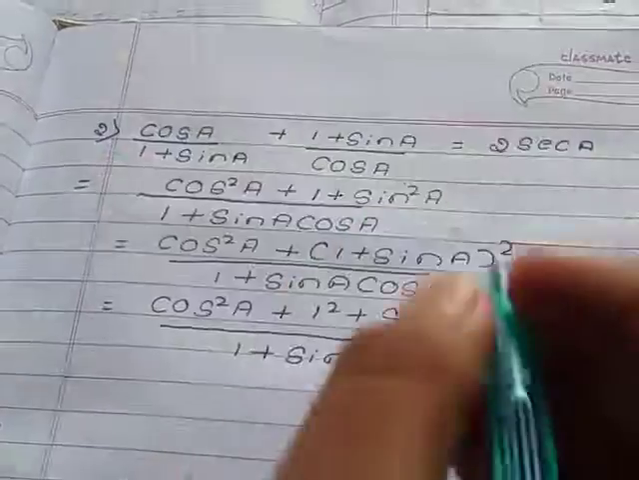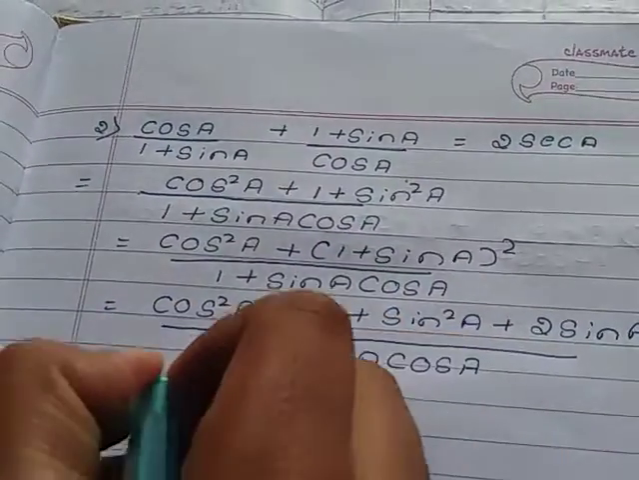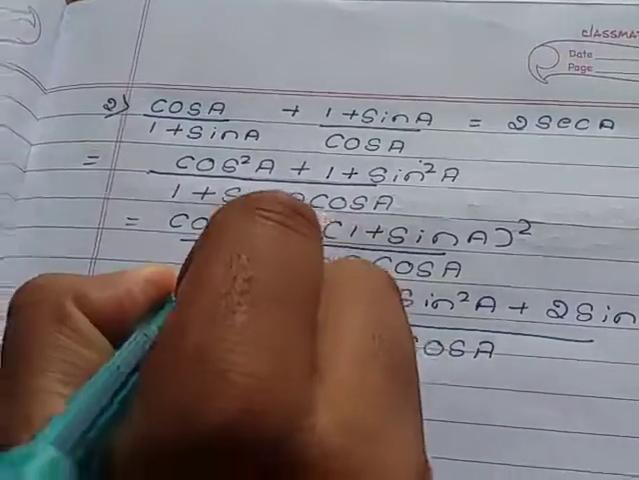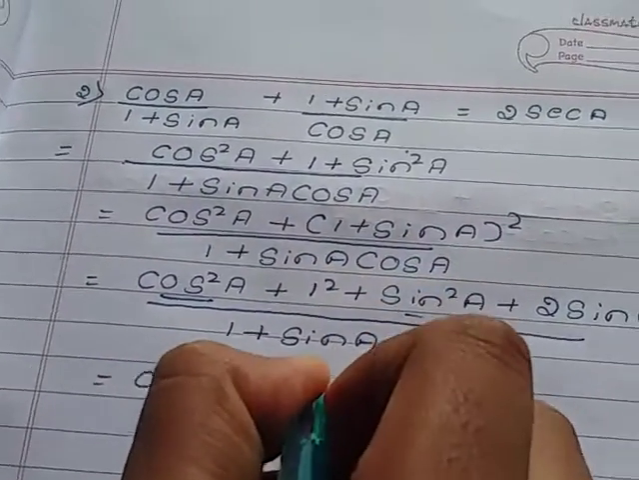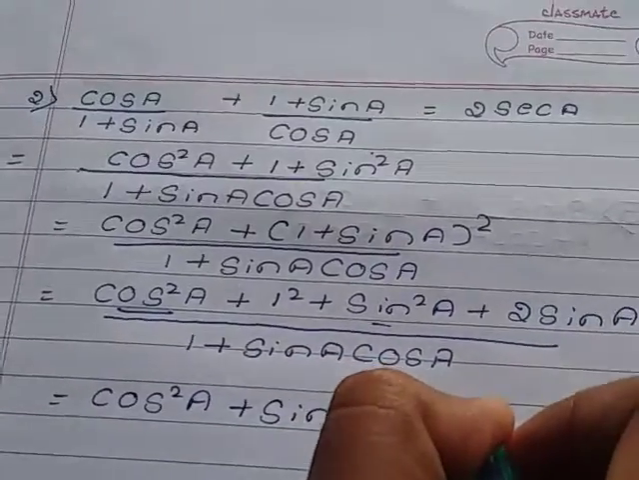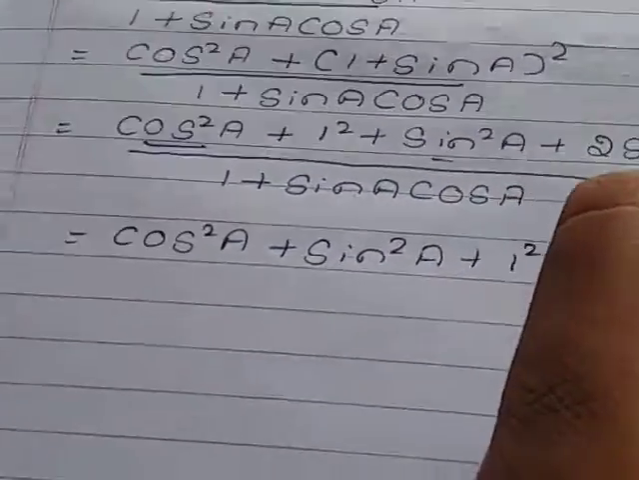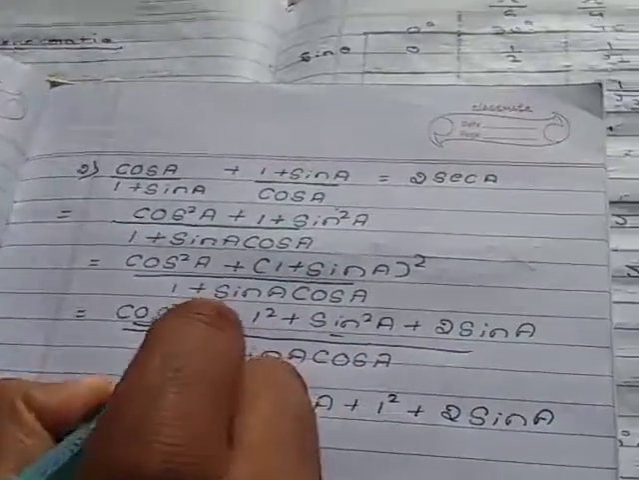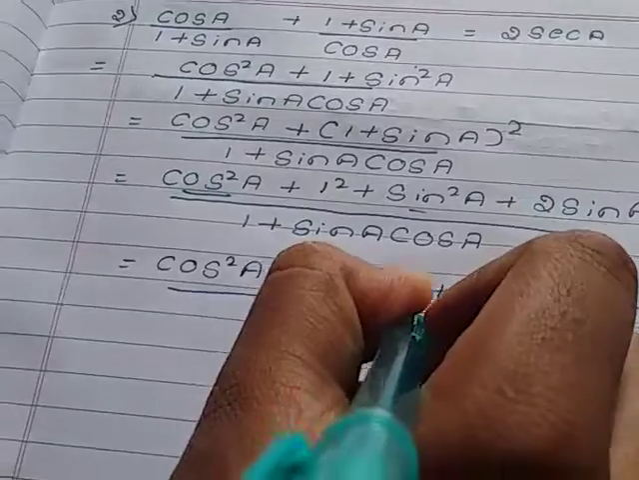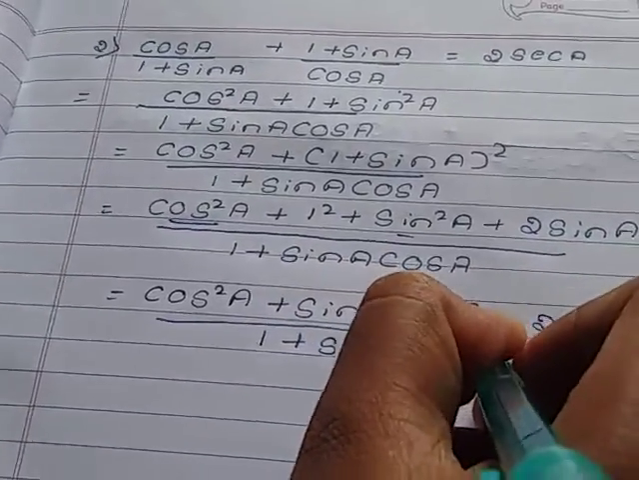Okay, now consider the terms separately: cos²A + sin²A plus 1² plus 2 sin A, divided by (1 + sin A) into cos A.